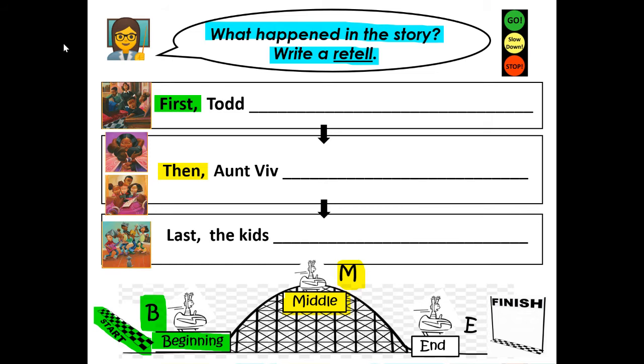What happened in the middle of the story? Then, and then finally at the end, you're going to stop and tell us what happened at the end or the finish. And you're going to use the sequence word last. You're going to say what happened last and then write it in a complete sentence.